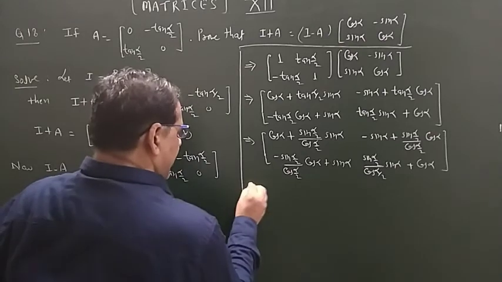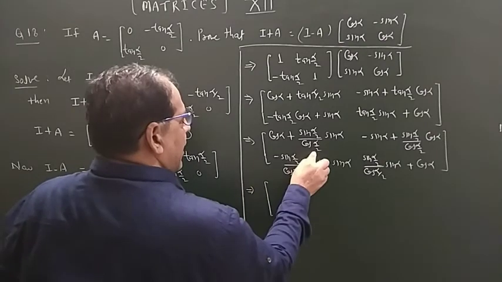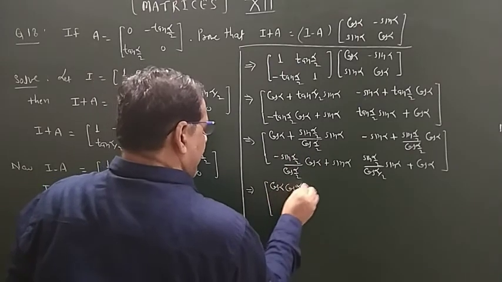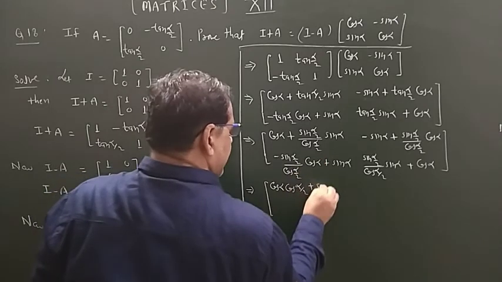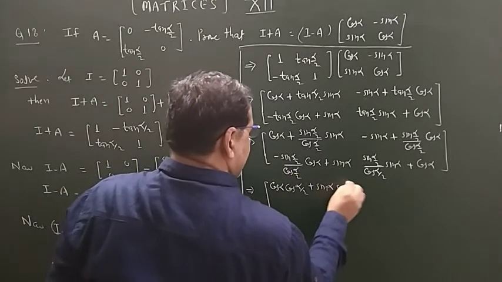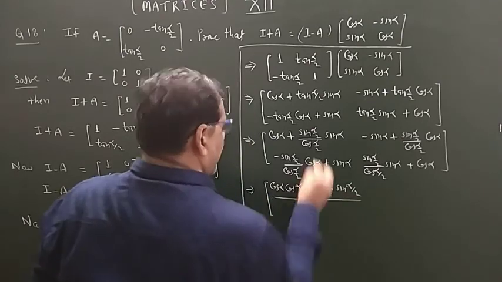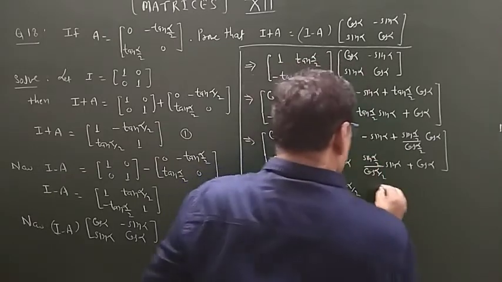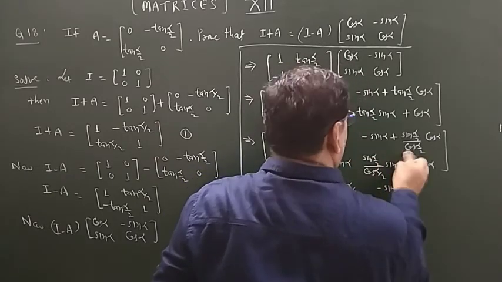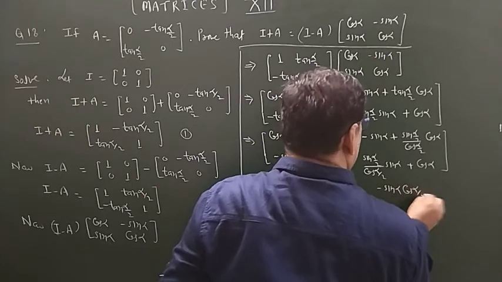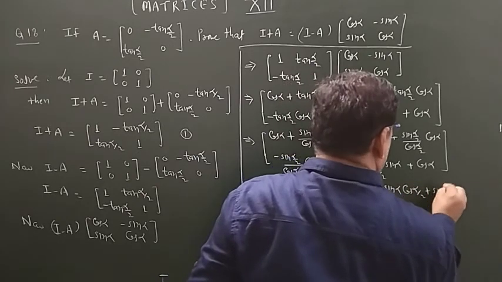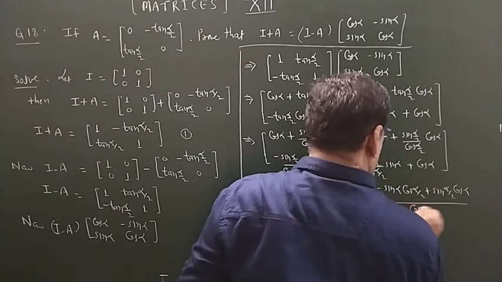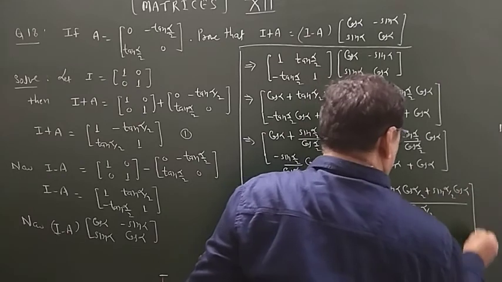In the next step, now we have the LCM. Take the LCM here. So cos alpha by 2 plus sin alpha by 2 upon cos alpha by 2. Here minus sin alpha, cos alpha by 2 plus sin alpha by 2, cos alpha upon cos alpha by 2.